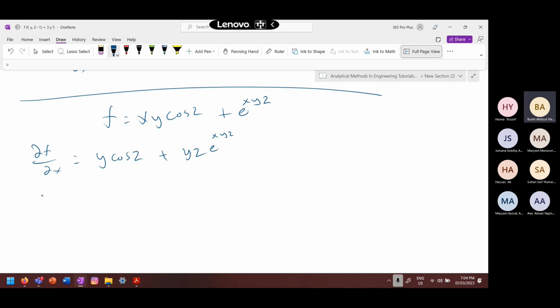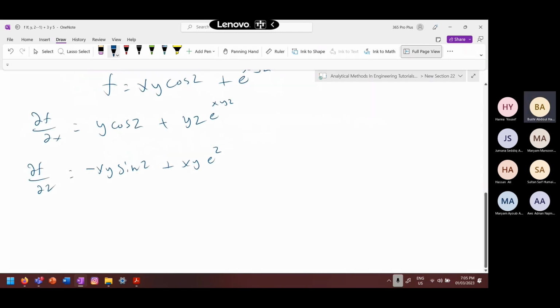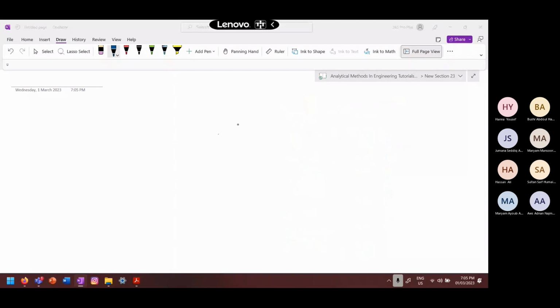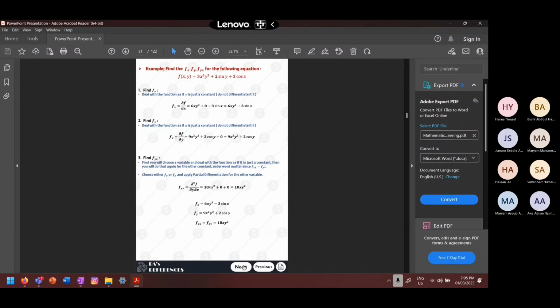You can do this for any other variable, let's say partial f over partial z. You'll be having negative xy sine z plus xy e to the power xyz. Is this clear? Yes, it's clear. Okay, do you have any other example that you want me to work on? This is a similar example.